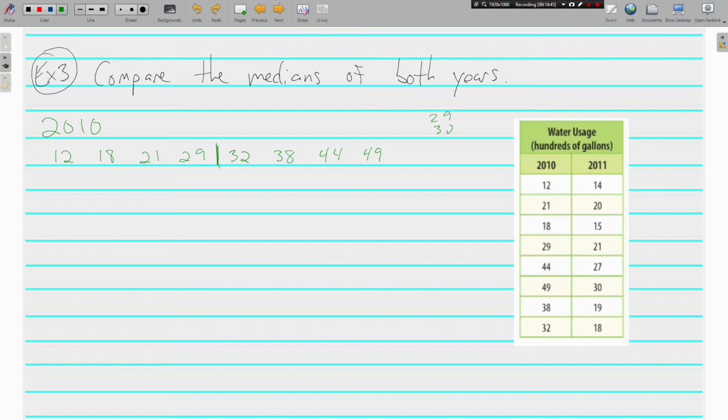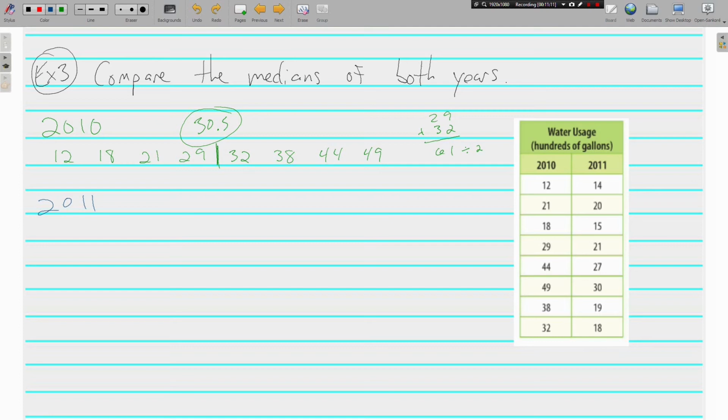29 and 32 is 61, and 61 divided by 2, since there were two numbers that we added, is 30.5, and you can use your calculator for that, no problem. Our median for 2010 is 30.5. That's what's right in the middle of the data that we have.